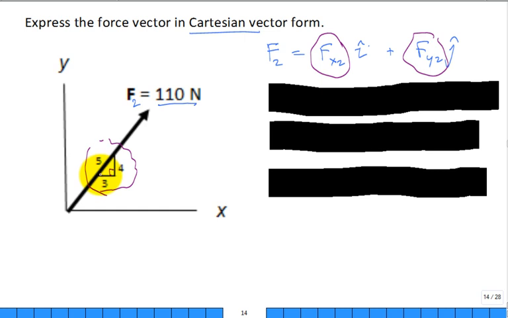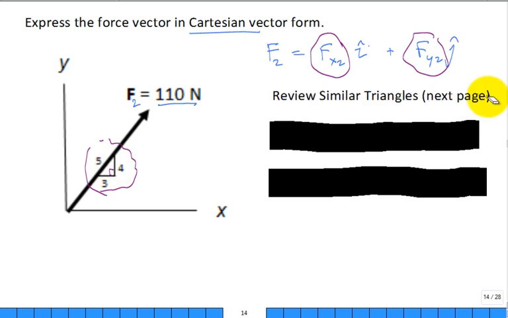Very, very common. So this really brings up a topic that we need to go back and review. It is the topic of similar triangles. You can have similar isosceles triangles. You can have similar equilateral triangles. You can have similar right triangles. In this class, this semester, you're going to do a lot of similar right triangles.